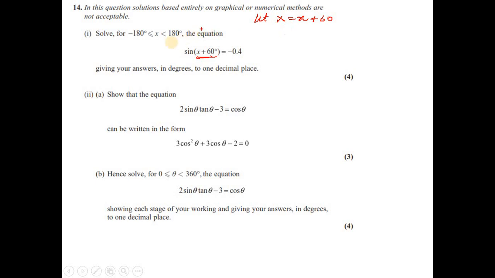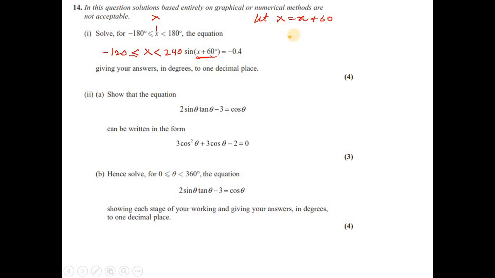So clearly you can see that if you need to make this x into capital X, you need 60 here. So you add 60 on all sides. If you add 60 here, this will become capital X. And if you add 60 on the left hand side, your new interval would be -120, and on the right hand side, which is less than 180, plus 60, it becomes 240. So your new range of the angle would be from -120 to 240 for the new simple angle X.